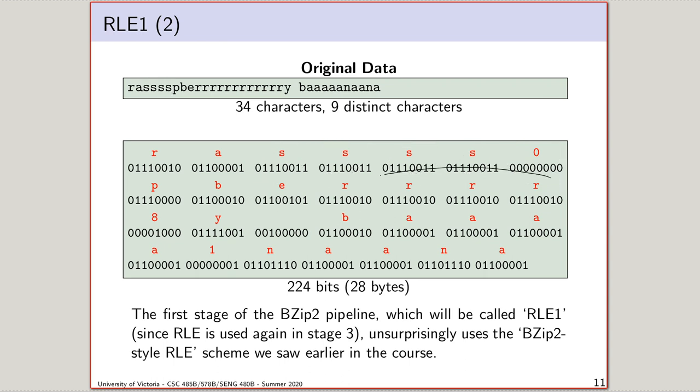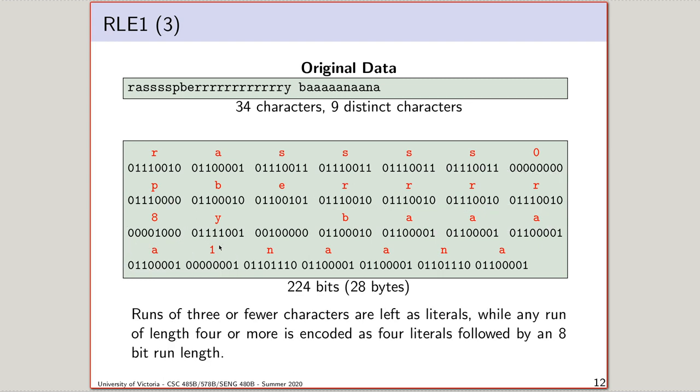We also have four R characters here, and then followed by the number 8, which is the number of other characters in the run, the number of remaining R characters. And then we've got the rest of the text. I think we've got a run of four A's and then the number 1. So it's basically a textbook, like the introductory example of RLE, just with that BZip twist of having four characters before you encode any run lengths.